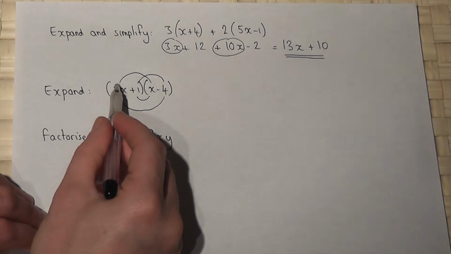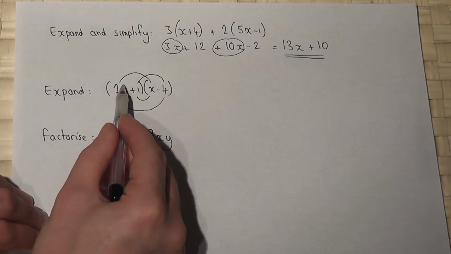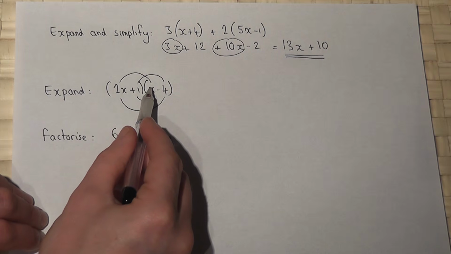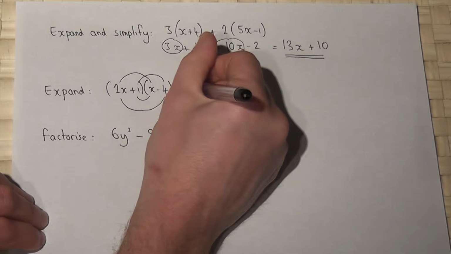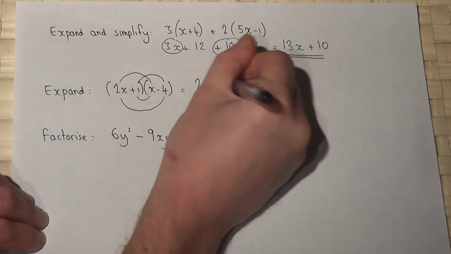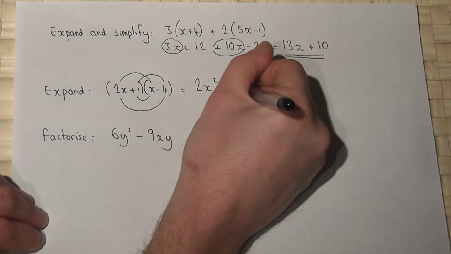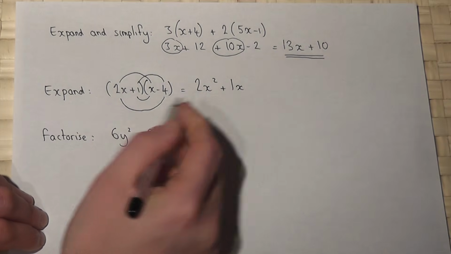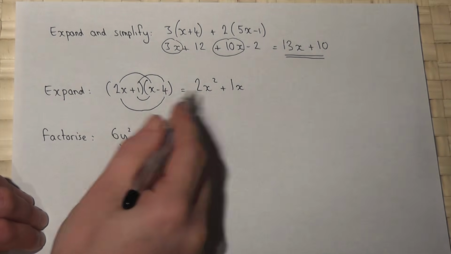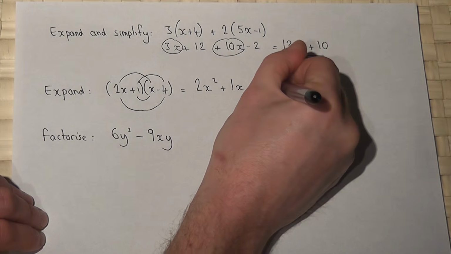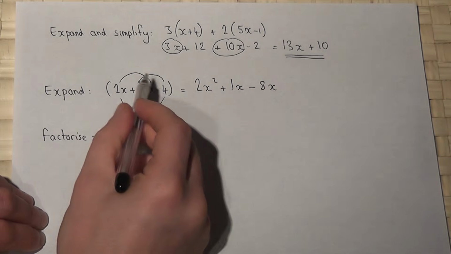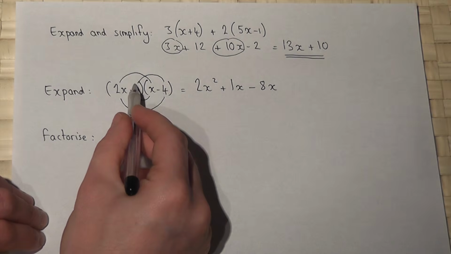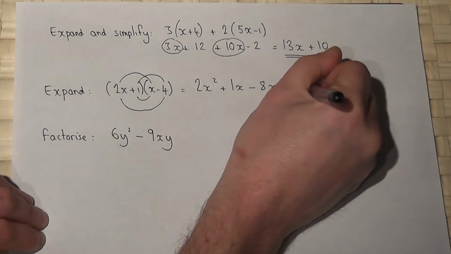But I do 2x times x. Well, x times x is x squared, so this is 2 lots of x squared. 1 times x is just plus 1x, but 2x times negative 4 is negative 8x. And then 1 times 4 is 4, so 1 times negative 4 is minus 4.